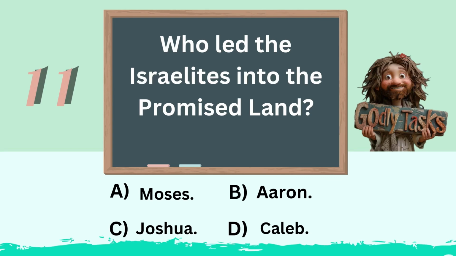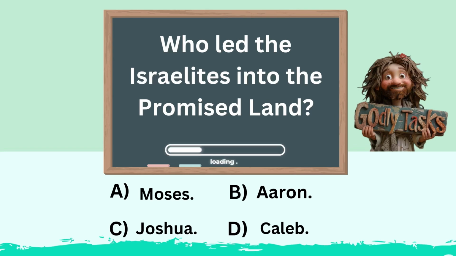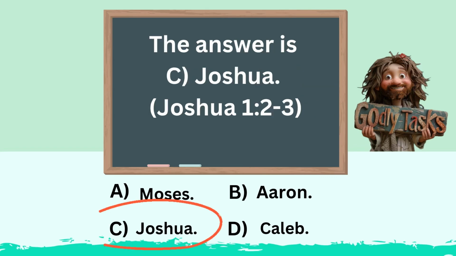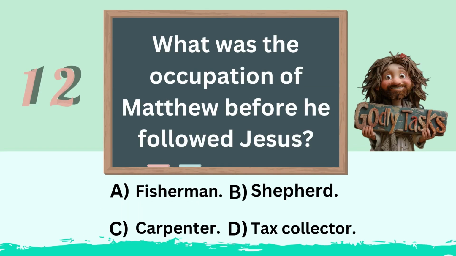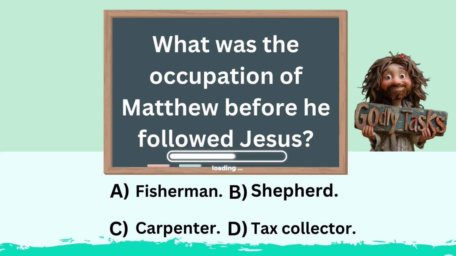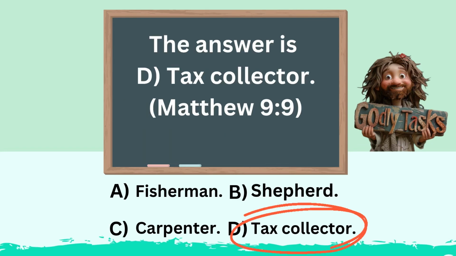Question 11. Who led the Israelites into the Promised Land? A. Moses. B. Aaron. C. Joshua. D. Caleb. The answer is C. Joshua, Joshua 1:2-3. Question 12. What was the occupation of Matthew before he followed Jesus? A. Fisherman. B. Shepherd. C. Carpenter. D. Tax collector. The answer is D. Tax collector, Matthew 9:9.